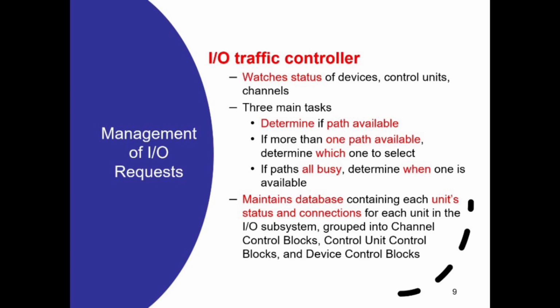It watches the status of devices, control units, and channels. It has three main tasks: it determines if a path is available; if more than one path is available, it determines which one to select; and if all paths are busy, it determines when one will be available. It also maintains a database containing each unit's status and connections for each unit in the I/O subsystem, grouped into channel control block, control unit control block, and device control block.